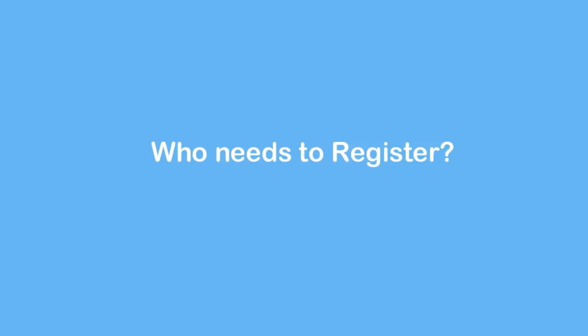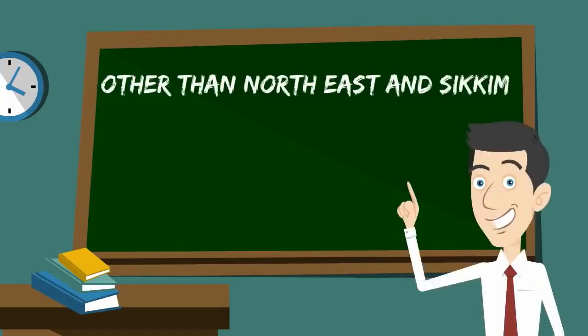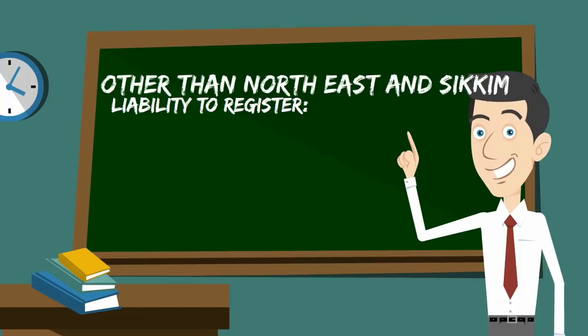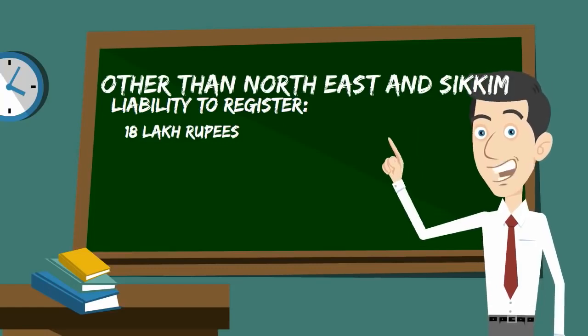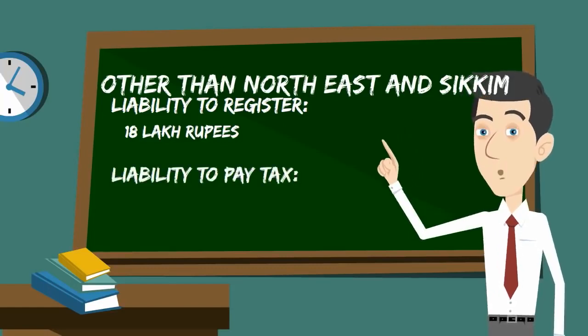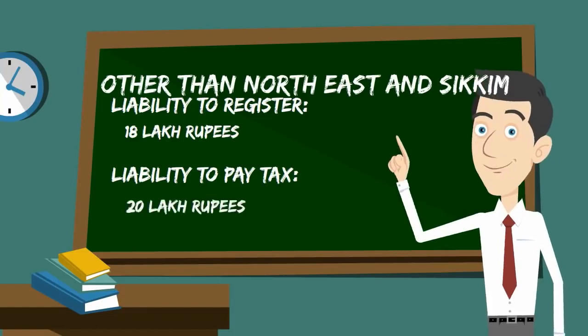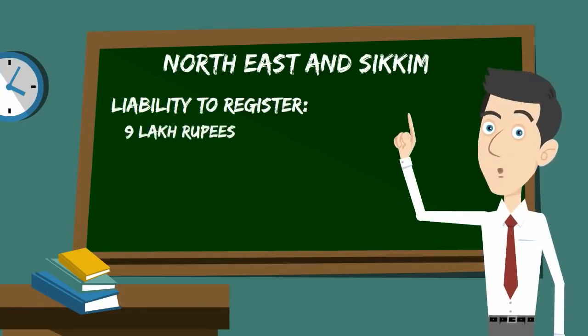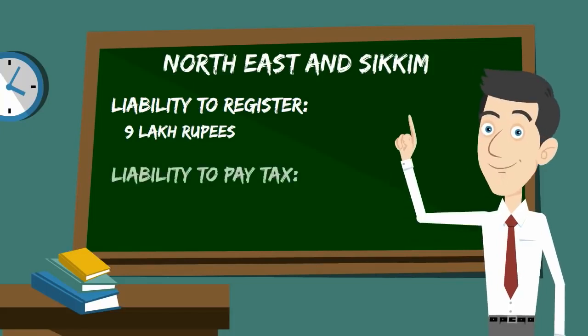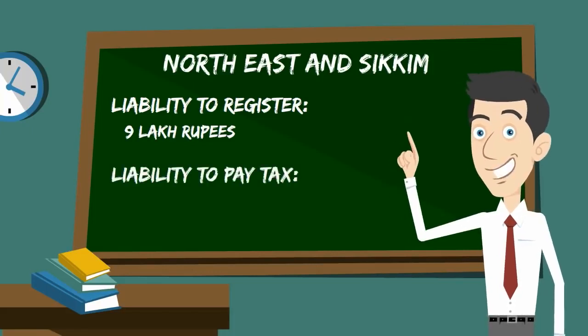If you are a supplier in states other than the Northeast or Sikkim, it is compulsory for you to register for GST when your aggregate turnover exceeds a threshold limit of 18 lakh rupees. However, you are not liable to pay tax until your aggregate turnover exceeds 20 lakh rupees. If you are a supplier in the Northeast or Sikkim, you have to register when the turnover exceeds a threshold limit of 9 lakh rupees. However, you are not liable to pay tax until your aggregate turnover crosses 10 lakh rupees.